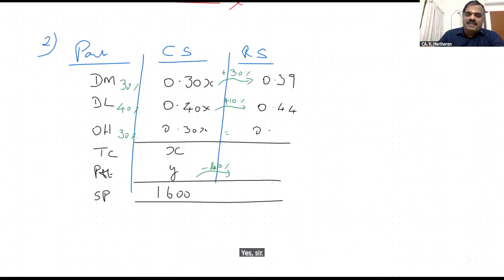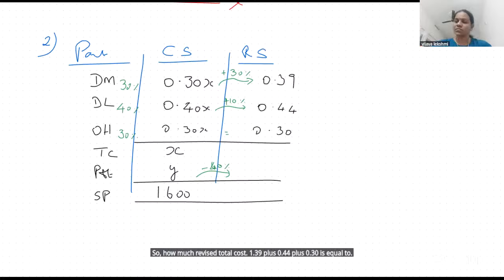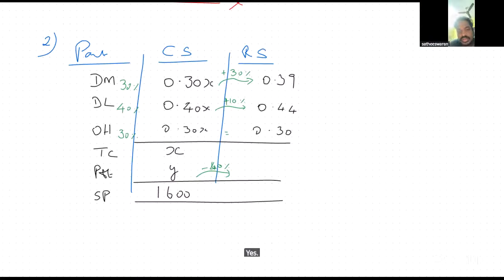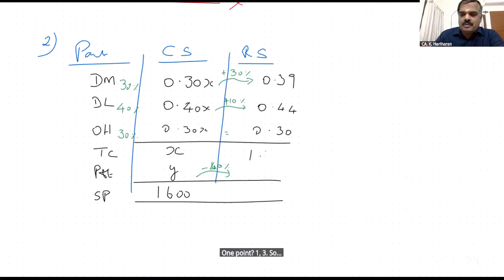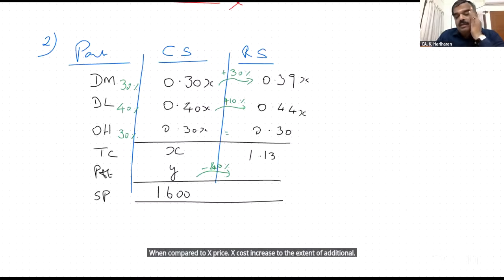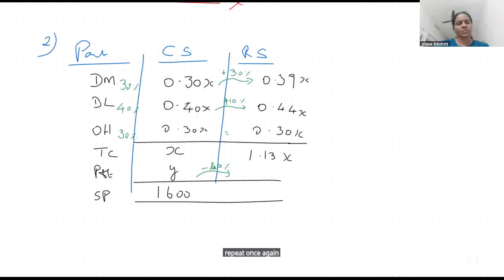So what is the revised total cost? 0.39 plus 0.44 plus 0.30 is equal to 1.13X. When compared to X, the cost increased by an additional 13%. So the revised cost comes to 1.13X. Are you comfortable? Yes, sir.